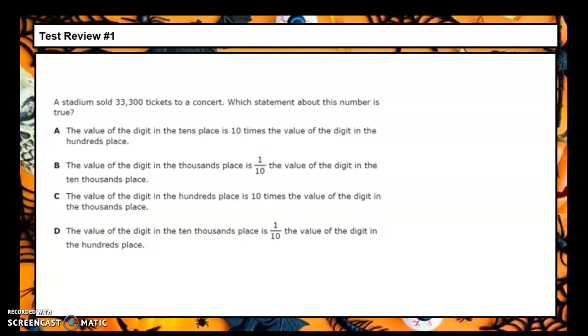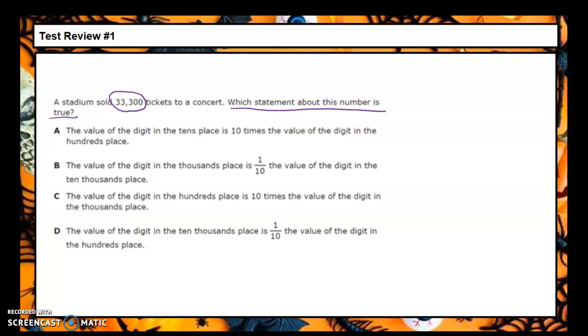Now, I will not on a test do UPSC on all my problems, but I will use my cube strategy because it's helpful for finding information that might be hidden in my question. So, the first thing I notice is that I have this number, 33,300 tickets. My question says, which statement about this number is true?